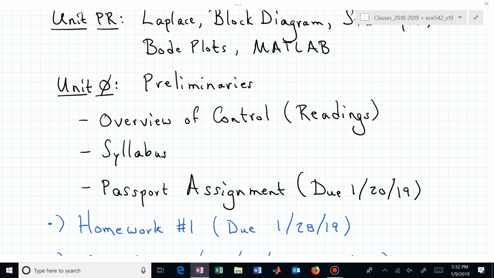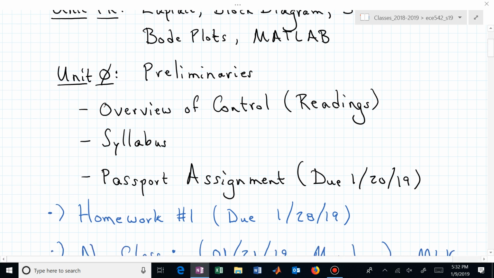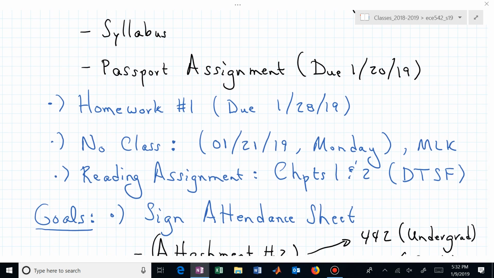The syllabus is located there, as is the passport assignment, which is the first assignment in the class, and we'll talk about that in a minute. Homework number 1 has already been assigned, so Unit 1 is now available, and the material we're presenting today will be in Unit 1. There's no class in a week and a half, the MLK holiday, just to remind you. It's not the 14th, it's the 21st. It's not next Monday, it's the following Monday.